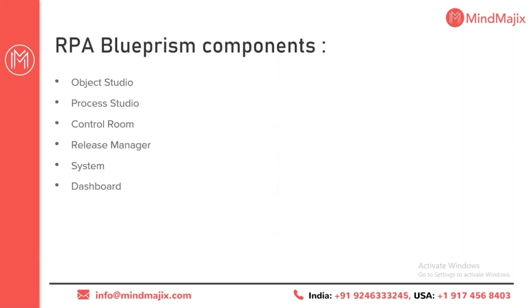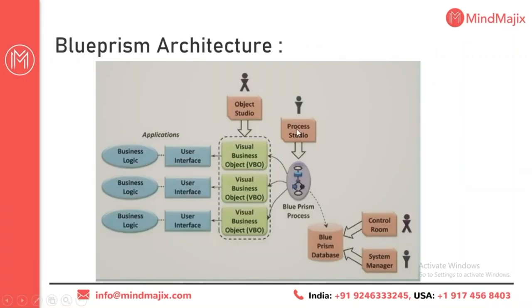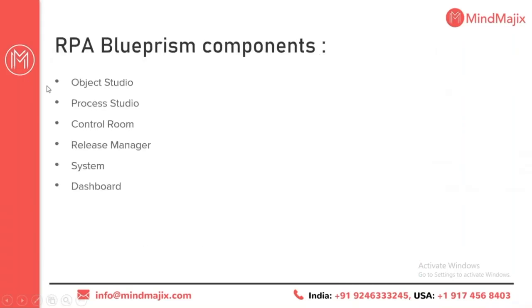What are the components of Blue Prism? As I explained in the architecture: Object Studio, Process Studio, Control Room, System Manager. Dashboard also I told you. Analytics is the area where you can create your own dashboards, to check your process execution, to check how your own process is working, or per the customer's need, how they want to show the process execution. That can be done under the dashboard.